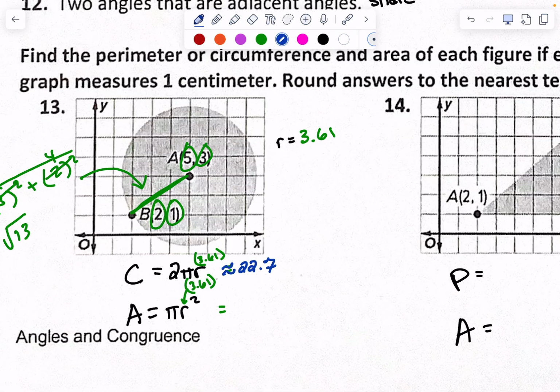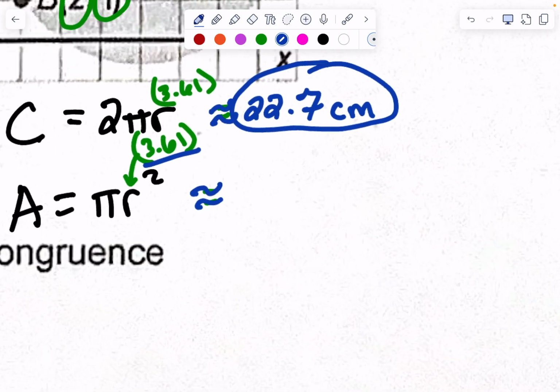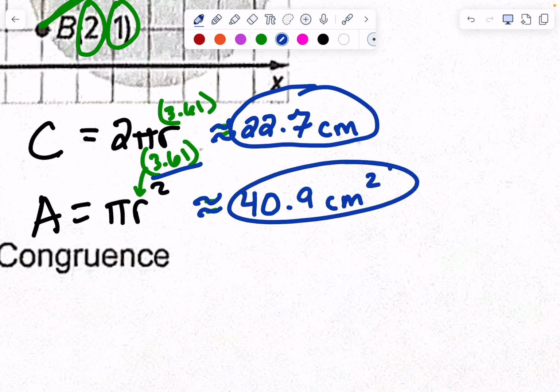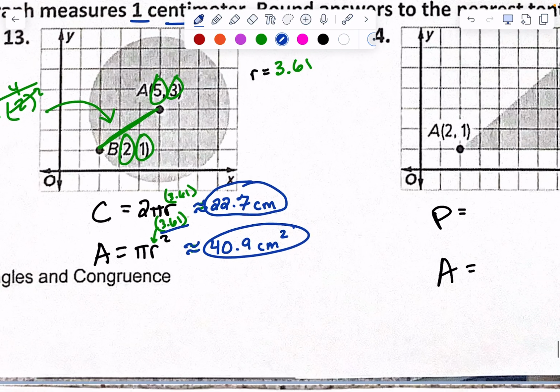And 1 square measures 1 centimeter. So my units are in centimeters. Not squared for circumference. Area is squared though. So if I plug in 3.61, that's approximately 40.9 centimeters squared for the area of that one. How are we feeling about that?